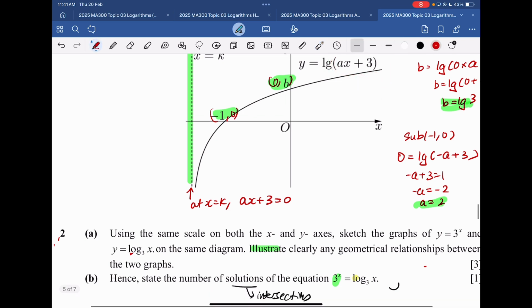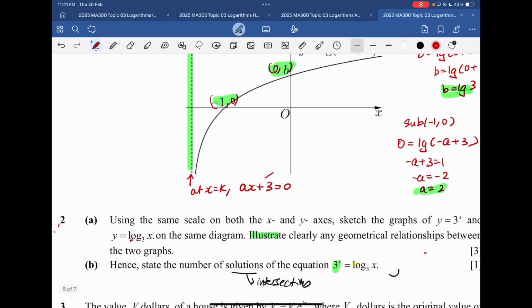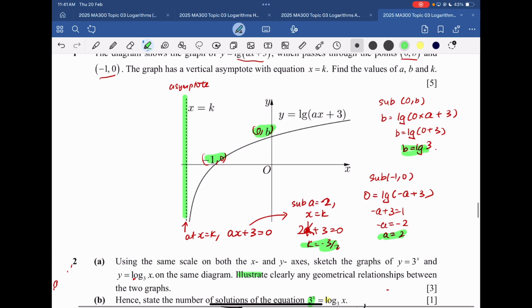So I substitute, you can see here, this equation, a equals to negative 2, so a equals to 2. I substitute x equals to k. I basically get 2a plus 3 equals 0, 2k plus 3 equals 0. k is negative 3 over 2. And that is how I get my answer.